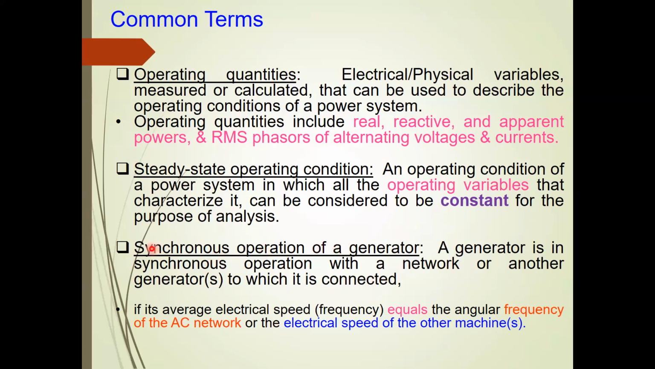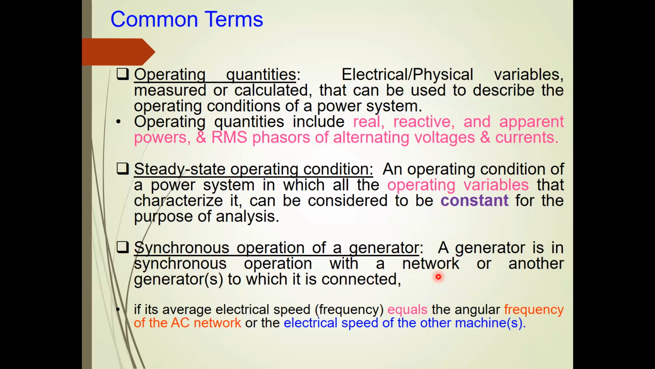Now, another term which we use here is the synchronous operation of generator. So we have a generator which will be in synchronous operation with the network. Synchronous operation of a generator means one generator is in synchronism with the network, with a large network. So that means you have a 500 MVA generator or 800 MVA generator or even 1000 MVA generator, a large generator, which is in synchronism with a large power network. This is one way of saying.